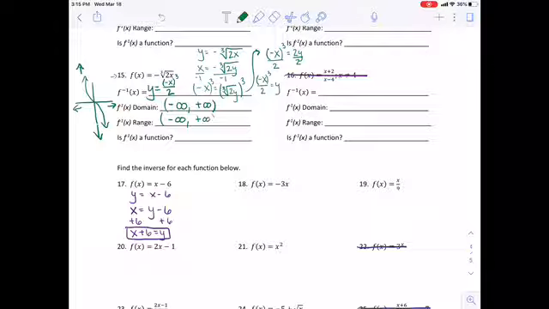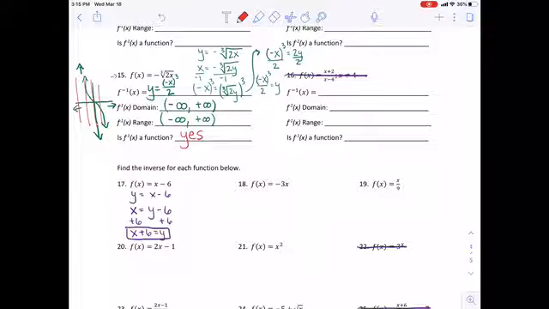So positive infinity. Last question, is this a function? Well, remember, to be a function, I need to be able to draw straight up and down lines and only hit that graph once, which I can do. So I can say that yes, this is a function.